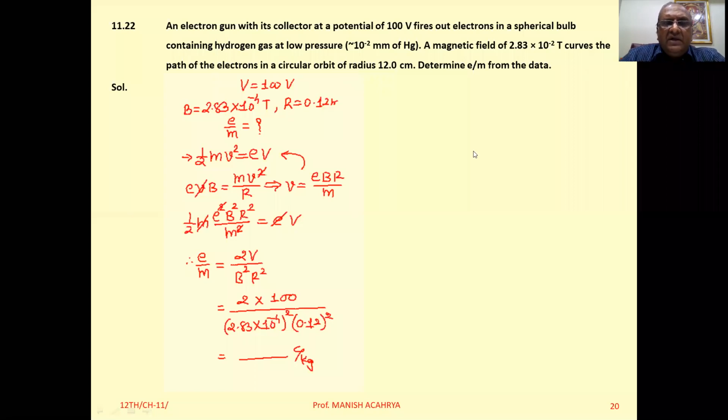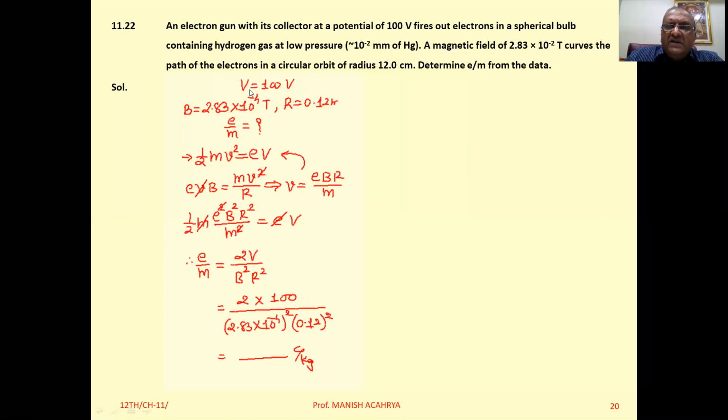11.22. An electron gun with its collector at a potential of 100 volt fires out electrons in a spherical bulb containing hydrogen gas at low pressure of the order of 10⁻² millimeter of Hg. A magnetic field of 2.83 into 10⁻⁴ Tesla curves the path of the electron in a circular orbit of radius 12 centimeter. Determine E by M from the data.